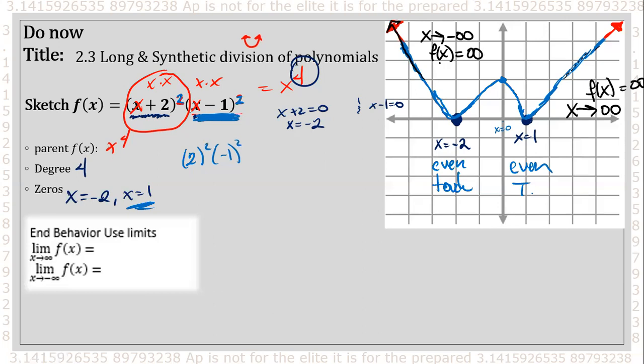So keep in mind, end behaviors using limits, that's pretty much what it means. What is y doing as you go towards the end points, the end behavior, okay? So let's go ahead and continue.